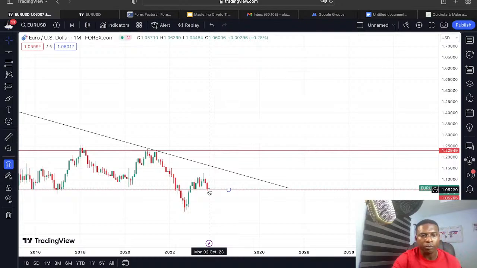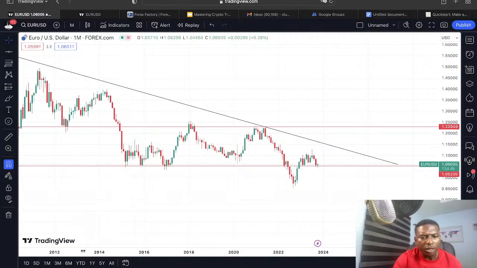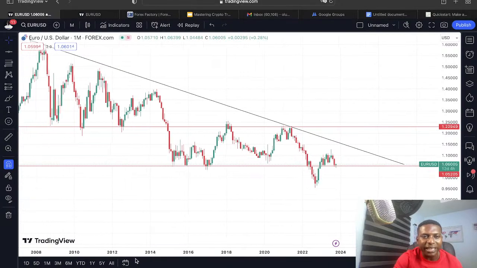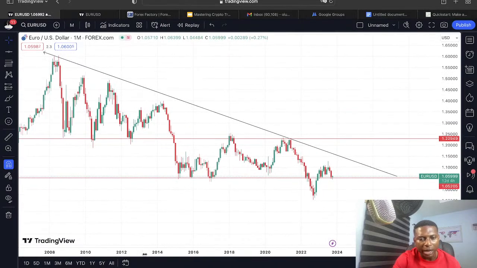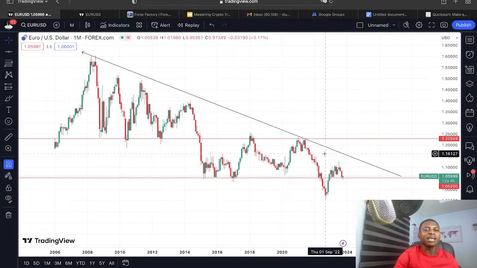Now, looking at this overall market direction and the support level, we can see the market consistently declining in a downtrend.